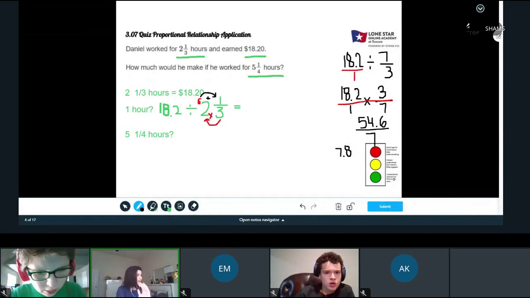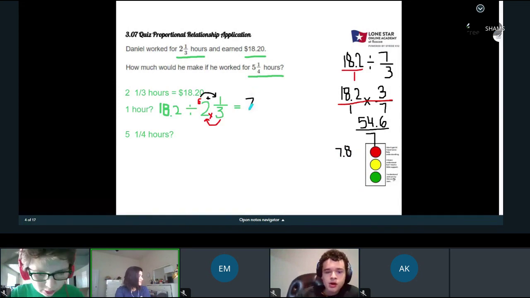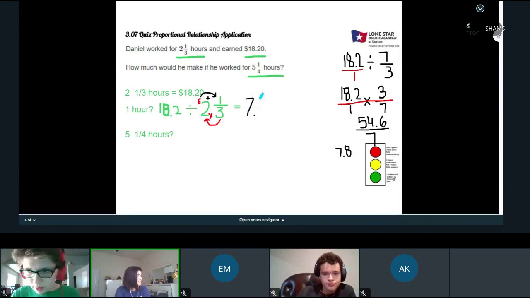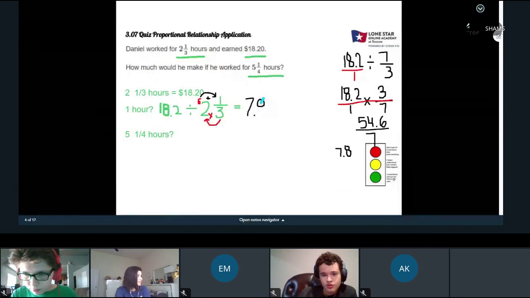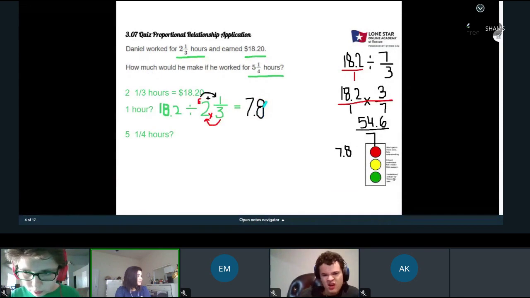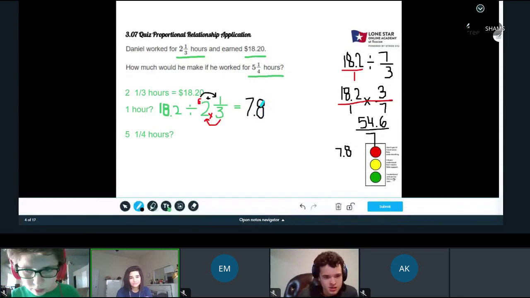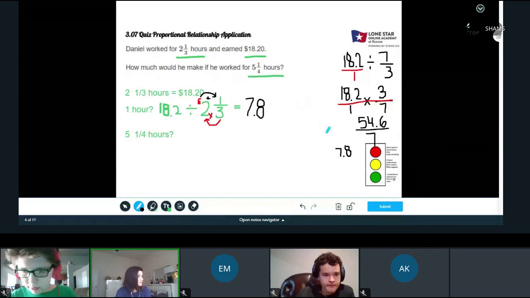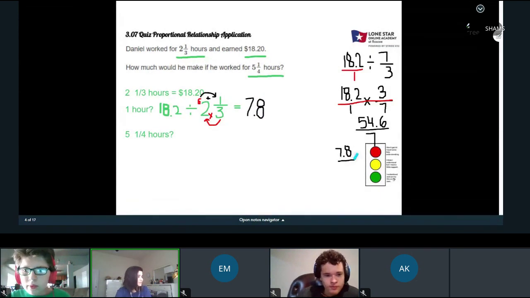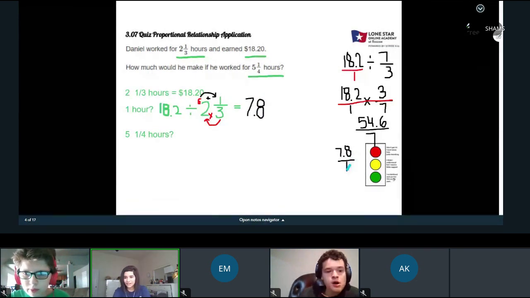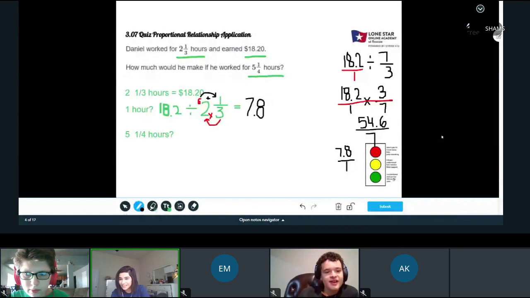Any questions on how I did this part to get 7.8? I know that there was some amount of math involved here. But if you are fluent with dividing fractions, this is what you get. Or in this case, 7.8 over 1, that was 7.8. I will pause here. Can we do another one?